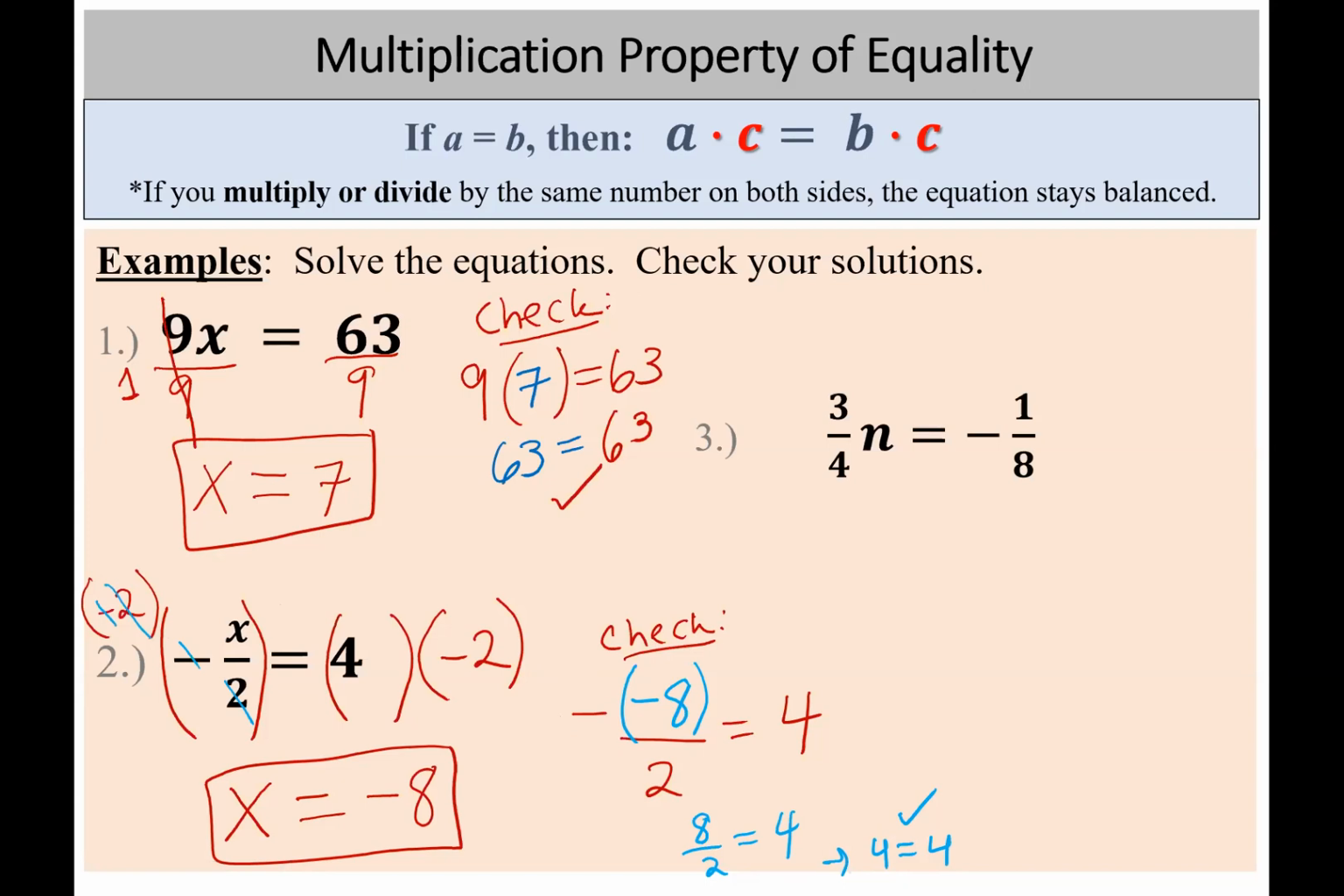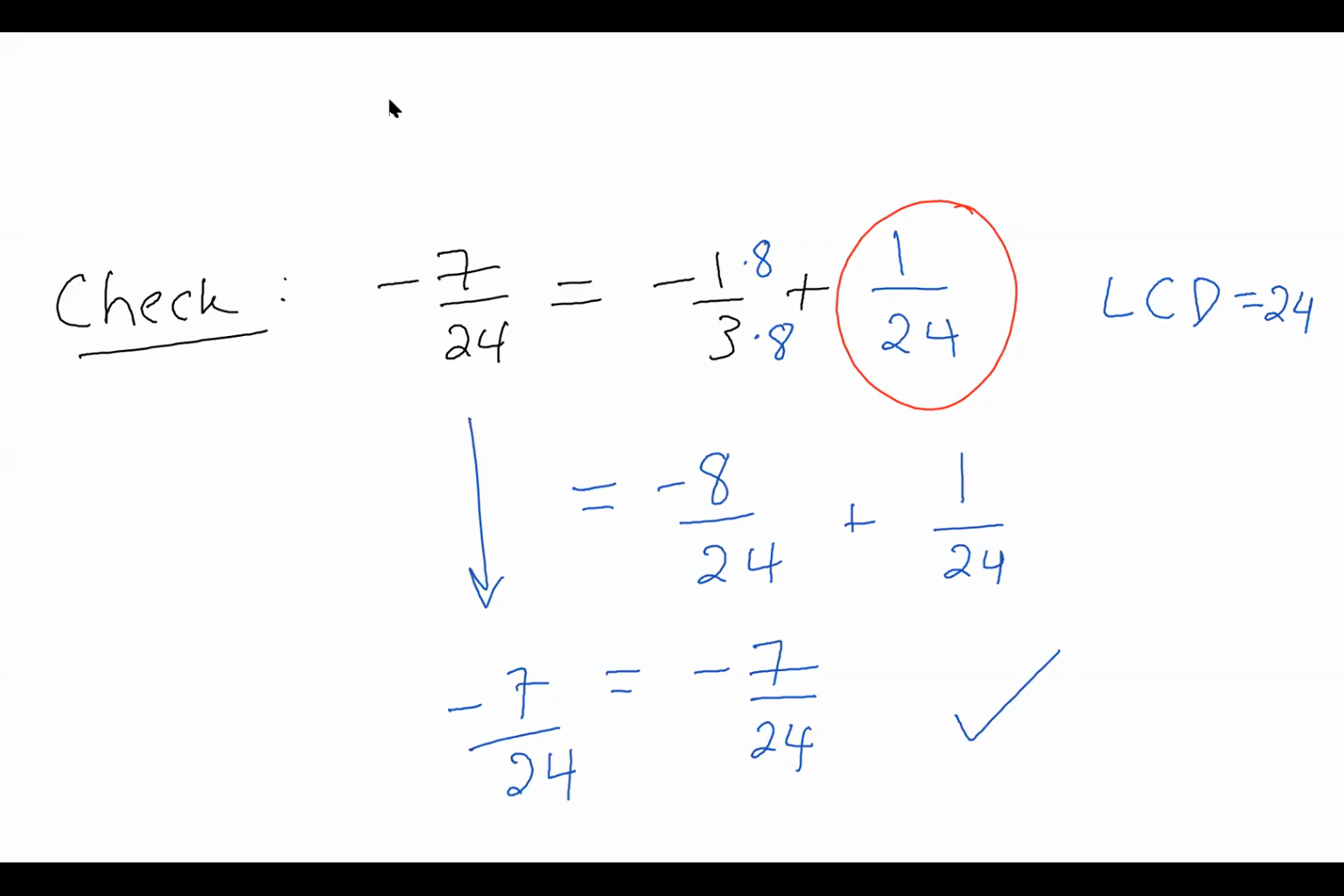All right, number 3 also involves fractions. 3/4 n equals -1/8. Because I'm a little tight on space here, I'm going to work this out again on the whiteboard. So I'll switch over to that again. All right. So this is number 3. 3/4 n equals -1/8.